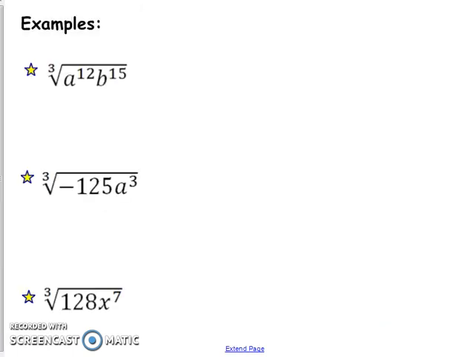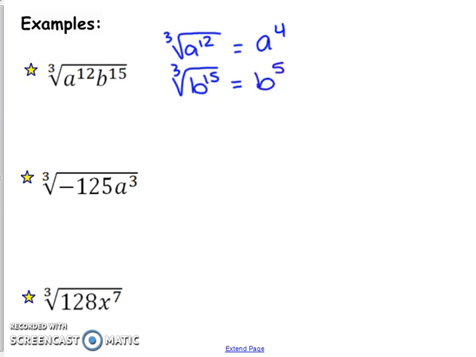Okay, so if we look at these, for example, again, same thing we're going to do. We're going to break each one up. You don't have to do this if you understand this, but if you want to keep everything separate and make sure you're doing everything you need to be doing, it might be a good idea to break things up. So 12 is a multiple of 3, so I can divide it, and I get a to the 4th. 15 is a multiple of 3, I can divide it, I get b to the 5th. So a to the 4th and b to the 5th.